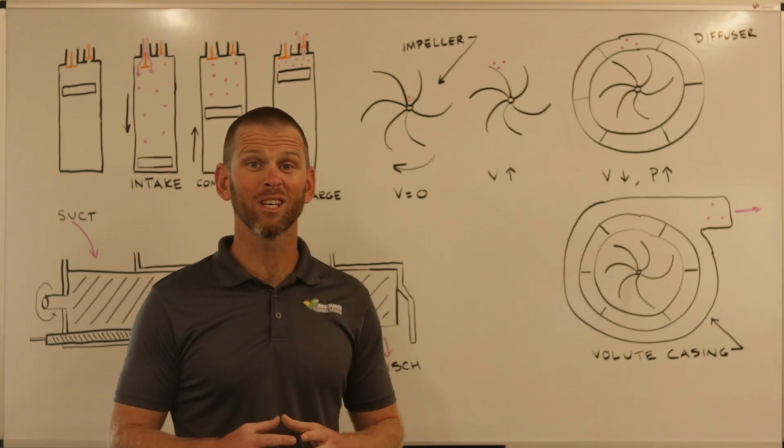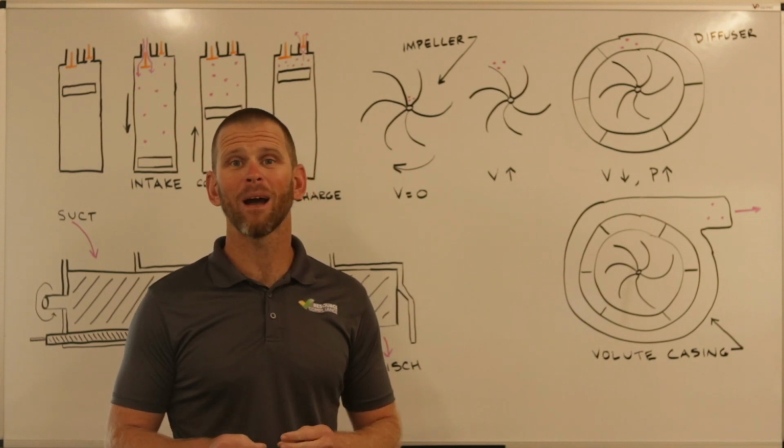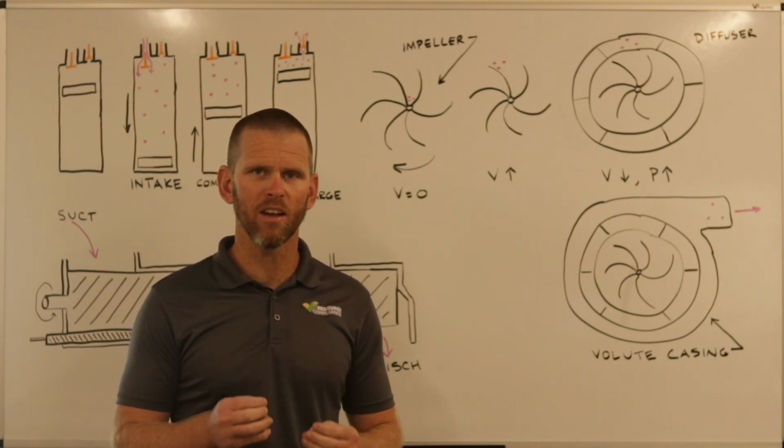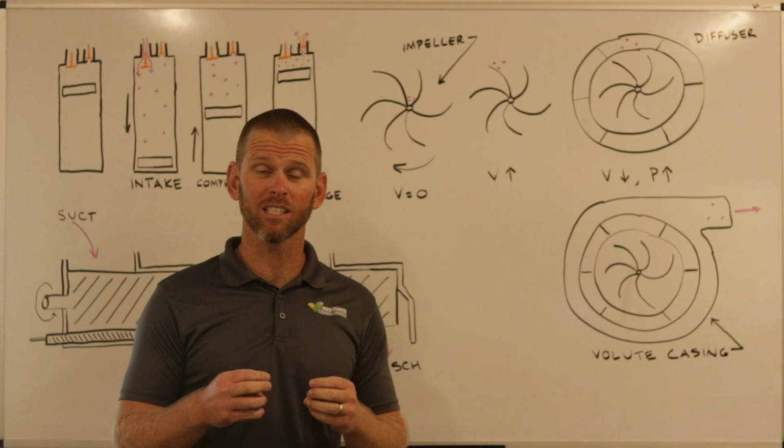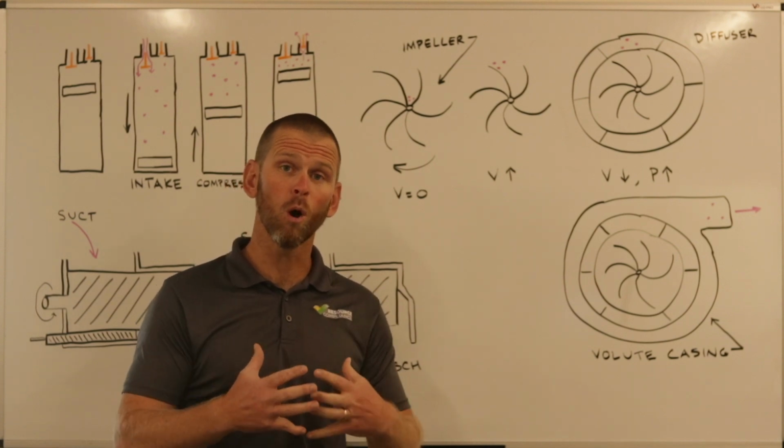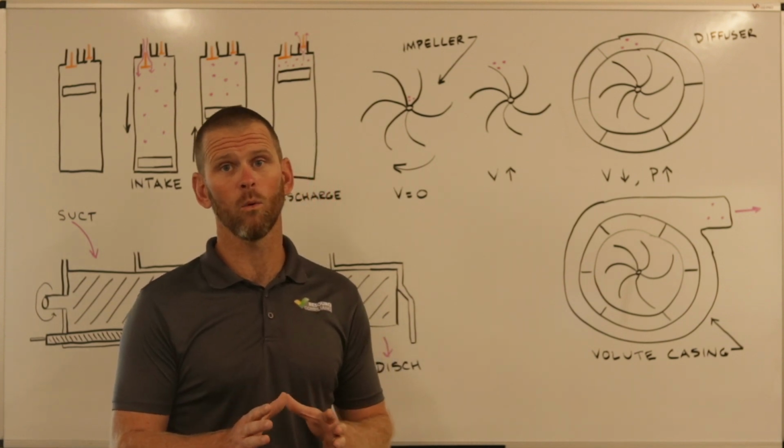All centrifugal or dynamic compressors work by increasing the velocity of a vapor and then converting that velocity energy into pressure by slowing the vapor down. Let's walk through it on the whiteboard here.